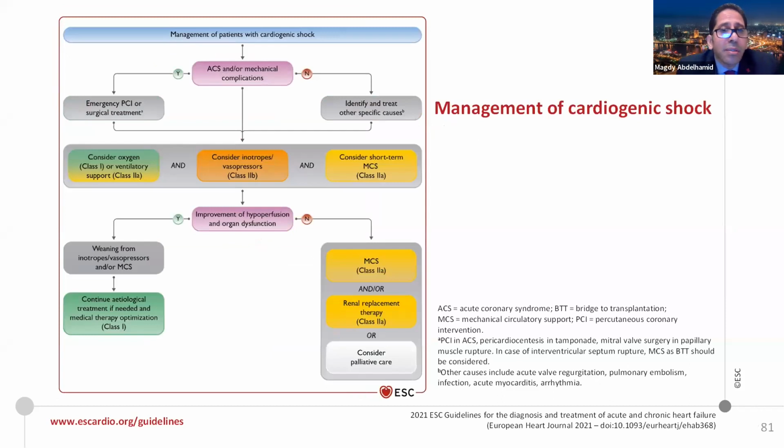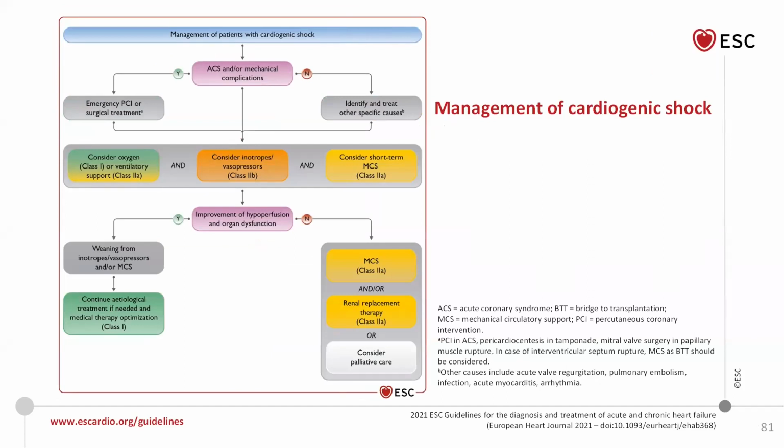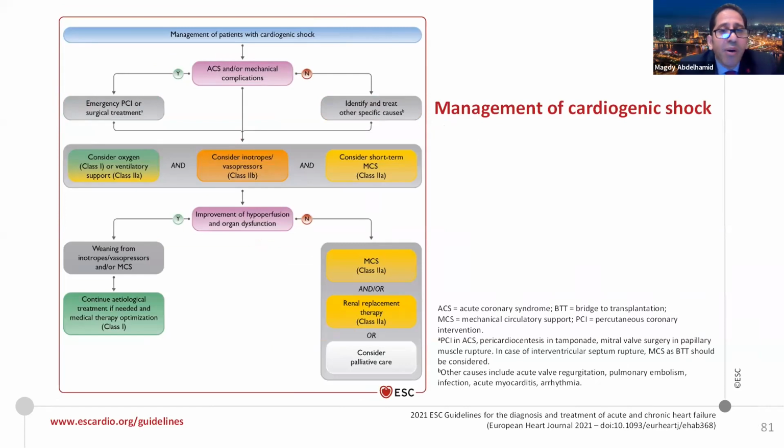Cardiogenic shock is a very life-threatening condition, which needs immediate management. If the patient is having STEMI, acute coronary syndrome, emergency primary PCI, or surgical treatment if the patients have a mechanical complication contributing to cardiogenic shock. So we have to identify and treat other specific causes. Consider oxygen, which is class 1, or ventilatory support, class 2A. Consider inotropes and vasopressors, which is class 2B. And the early use of MCS is a class 2A recommendation.